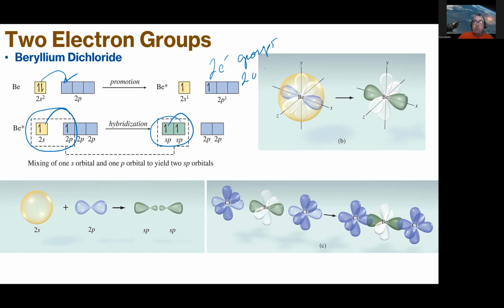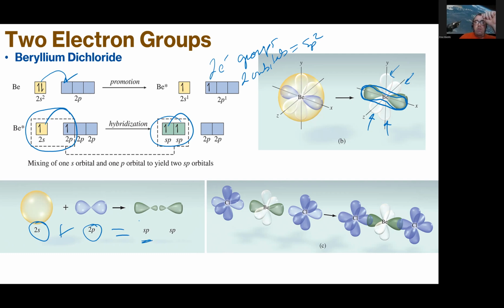We need 2 orbitals, and that's going to be sp. Remember, 2 electron groups is going to be linear. And when we look at this, our sp orbitals are 180 degrees away from each other. These white ones here are unhybridized leftover p orbitals, and those are going to be important for us later too. So sp means we have an s and a p to give us sp.